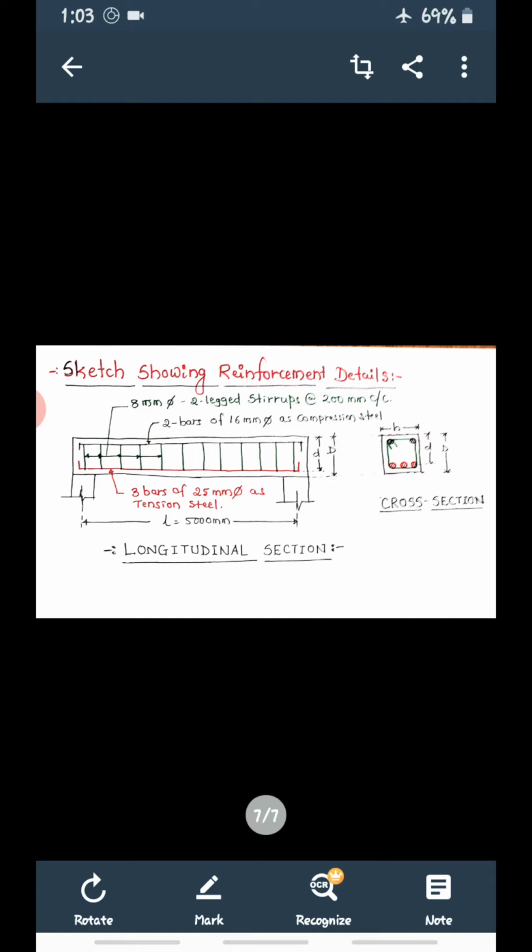In the next classes, we'll take up the last design, that is the design of T-beams. In the previous session, before the internal IA, we completed the design of singly reinforced beams. Today this session was the design of doubly reinforced beams. In the next class, we'll come up with the design of T-beams.